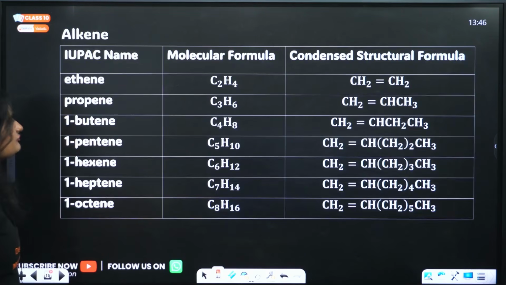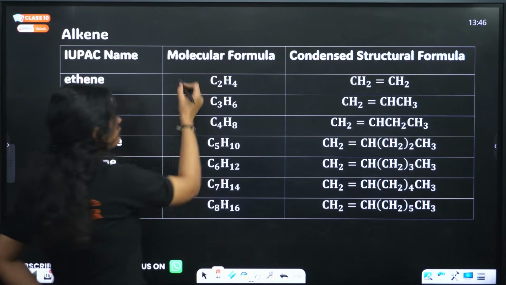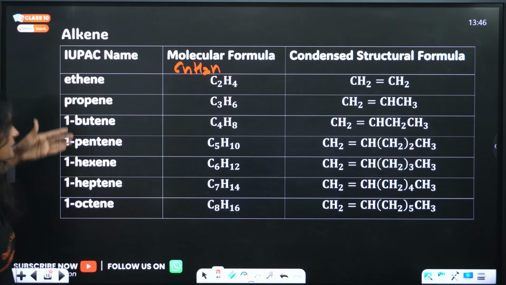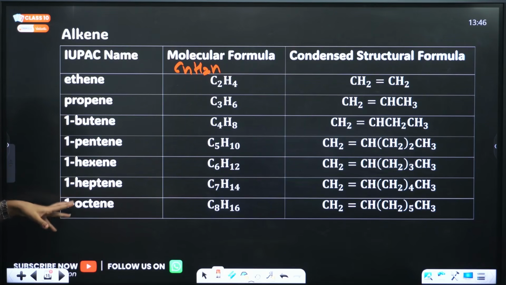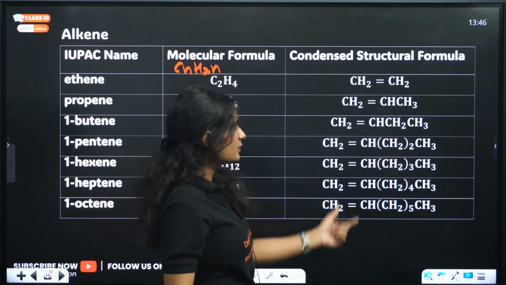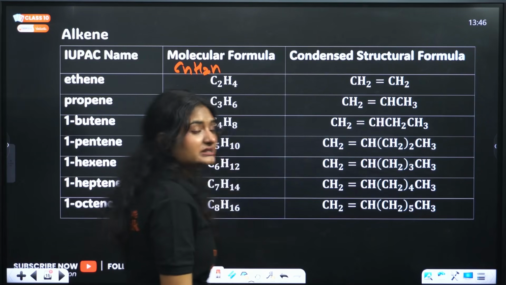Next is alkene. For alkene, you have the general formula CnH2n, right? And you have ethene, propene, butene, pentene, hexene, heptene and octene, up to 8 carbon. That means they have one double bond. These all are unsaturated compounds.